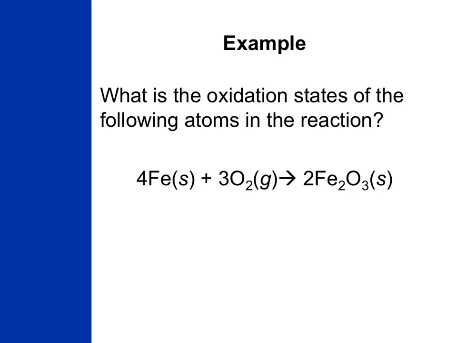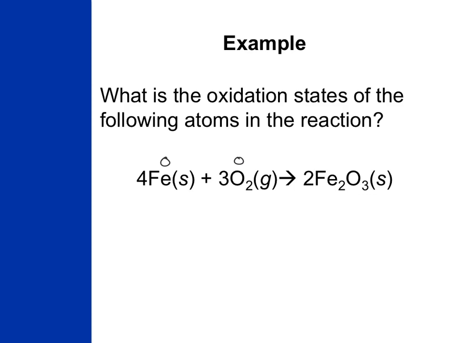What are the oxidation states of the following atoms in the reaction? We have the balanced chemical reaction. Iron metal reacts with oxygen gas to form iron(III) oxide. We can see that we have iron metal, which is in its elemental state, so its oxidation state is 0. Oxygen gas is a diatomic species in its elemental form, so it's also going to have an oxidation state of 0.